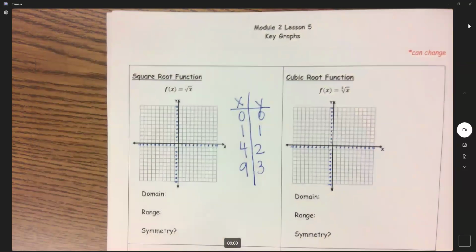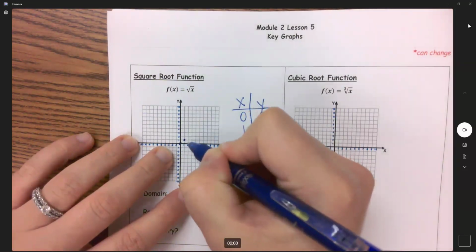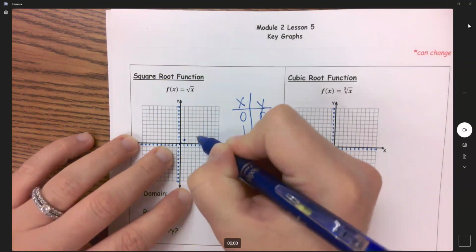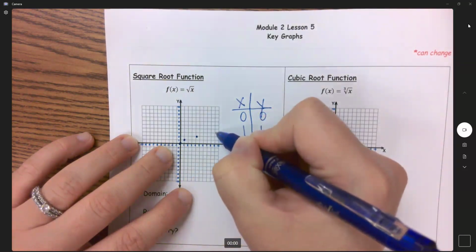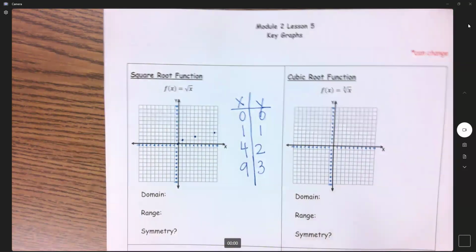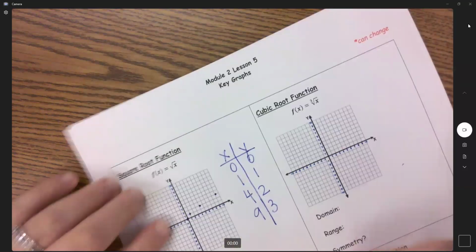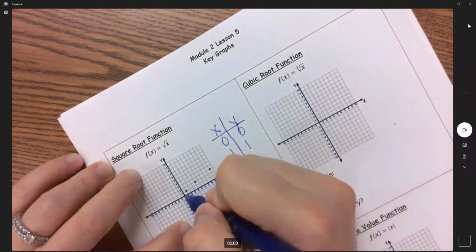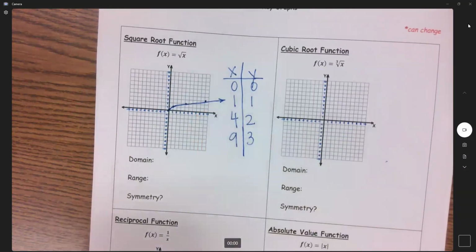Okay, so let's plot those. Okay, and we know what that graph should look like. It's going to start here. And it's going to keep on going forever. Try to hit all those points.